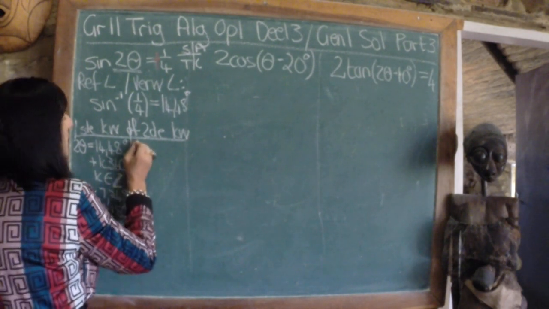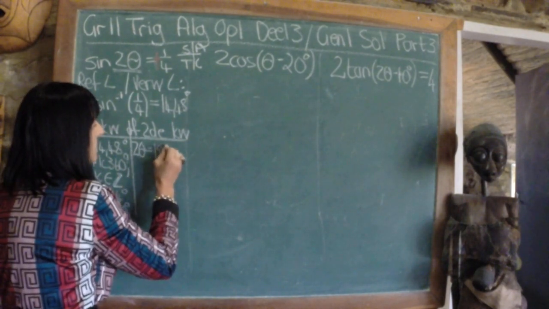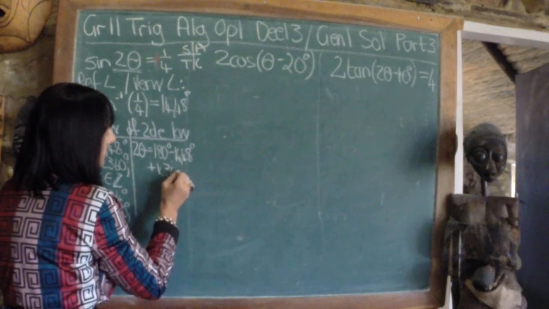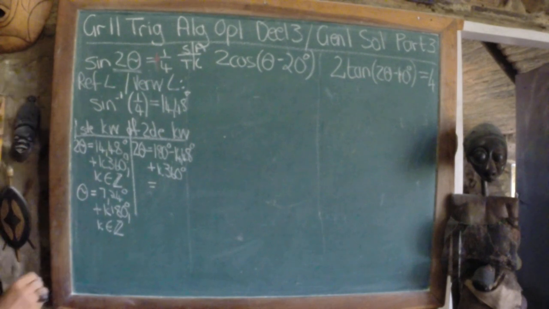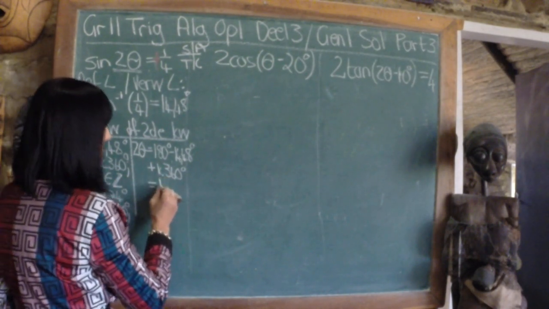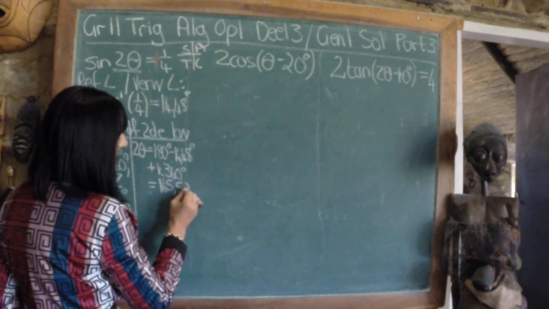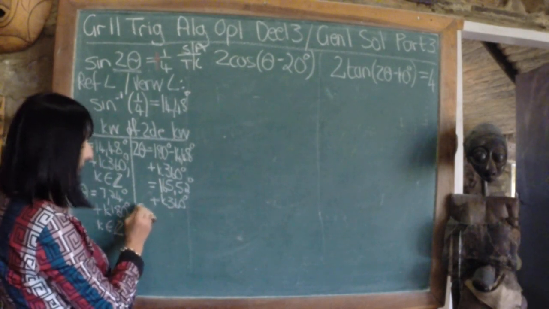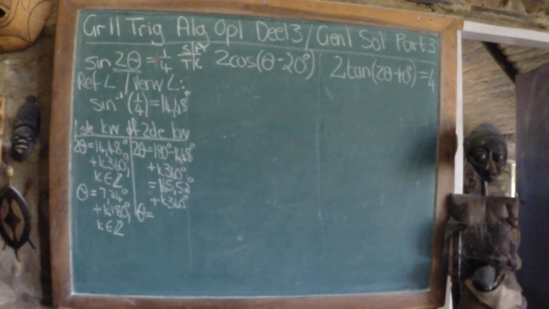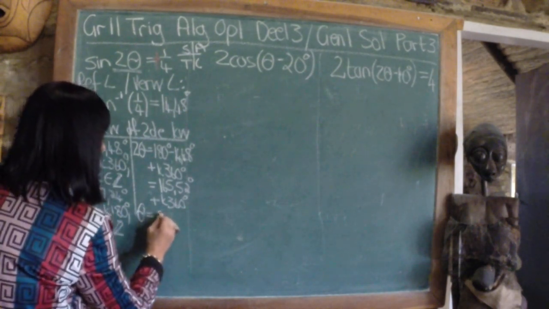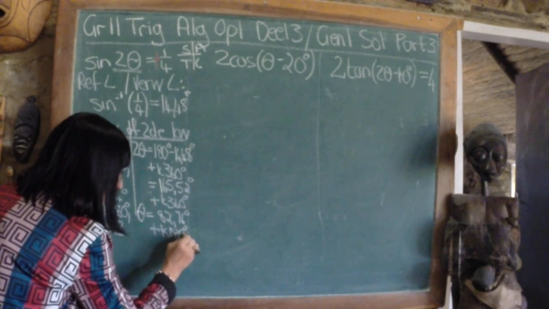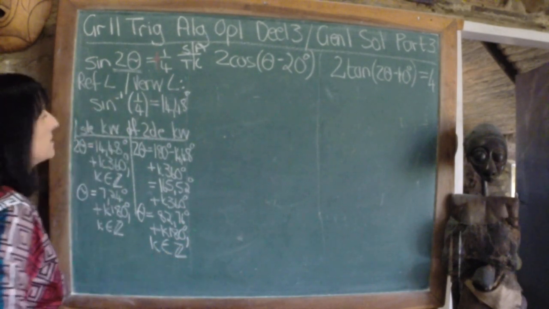Nou gaan ek na die tweede kwadrant, dis weer 2 theta. It's 180 minus 14,48 degrees plus k times 360. And that gives me 180 minus 14,48 gives me 165,52 degrees plus k times 360. En nou gaan ek oral met 2 deel, so ek het net vir theta is gelyk aan, en as ek hier met 2 deel, kom ons kyk wat kry ons dan, 82,76 grade plus k maal 180 grade, divided with 2 everywhere, k element of z.